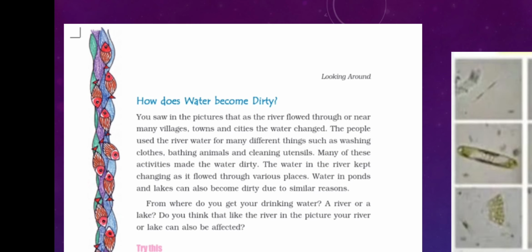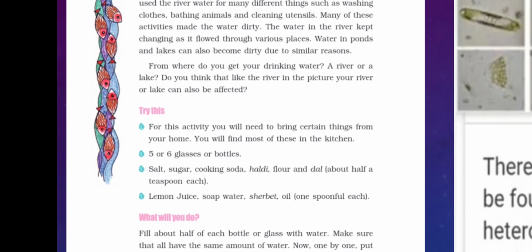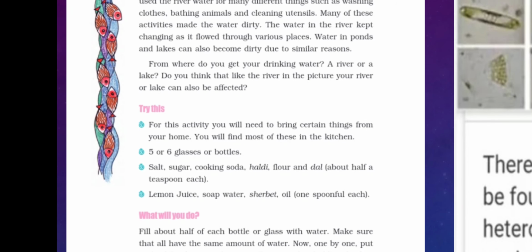Some are different types of waste as well as sewage, which are mixed up with the river water. So that is why the river water is getting changed. The water in the river kept changing as it flowed through various places. So if the question comes, why the water of the river is changing while the river is passing through several places, through city, town, villages, you can write the answer from here.